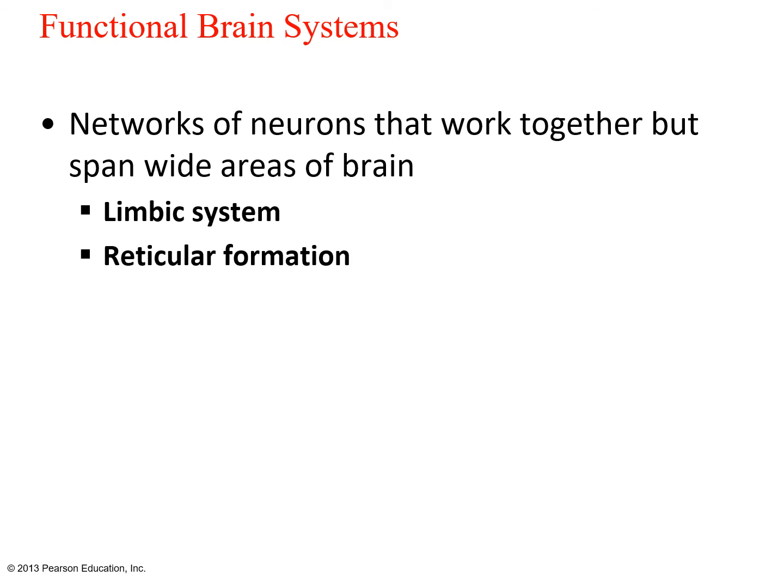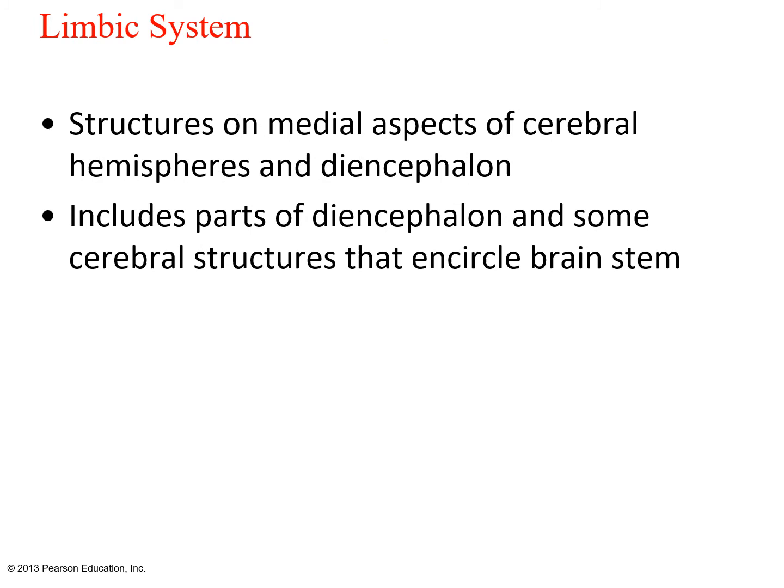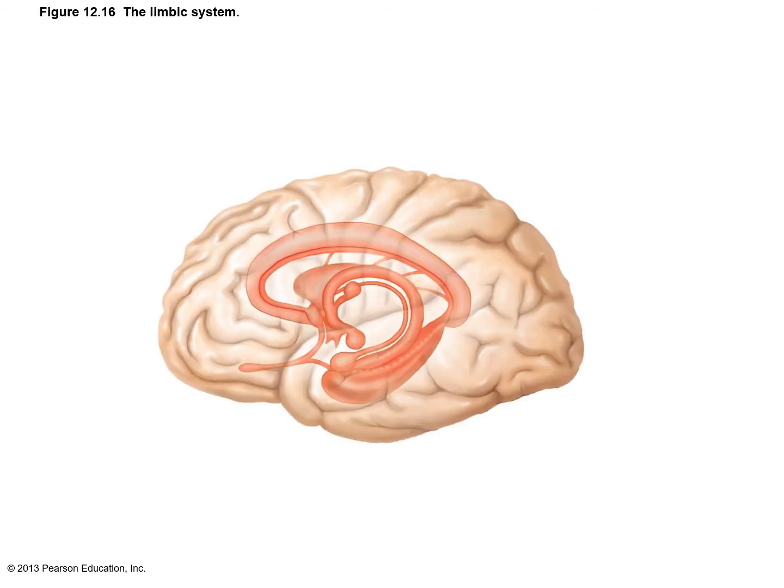With both of these networks, you're going to see connections between different portions of these four parts of the brain. So again, the cerebrum, cerebellum, brainstem, and diencephalon. Because these can't be neatly localized to any of the four regions that we've already covered, we're going to cover them separately right now. The limbic system has structures both in the cerebrum and in the diencephalon. So it'll include parts of the diencephalon and some cerebral structures that not only are part of the cerebrum, but actually circle the brain. Here we can see the limbic system highlighted in red.